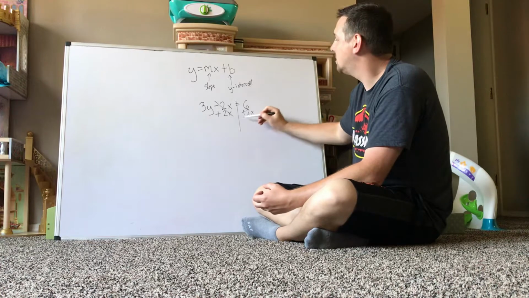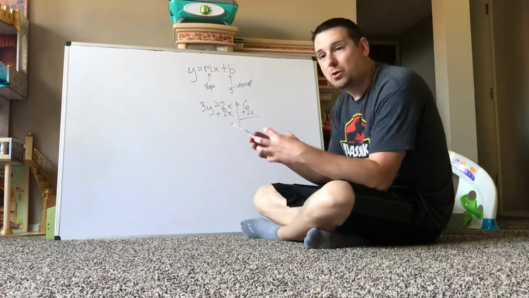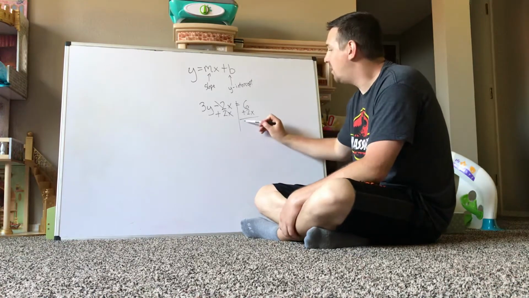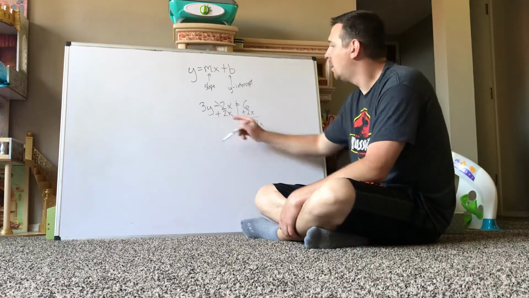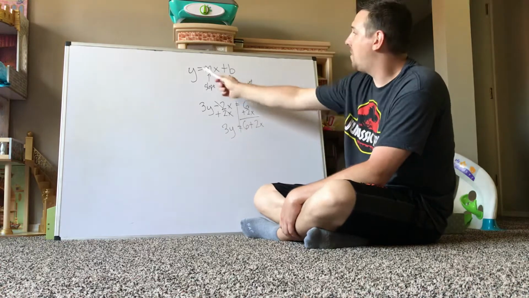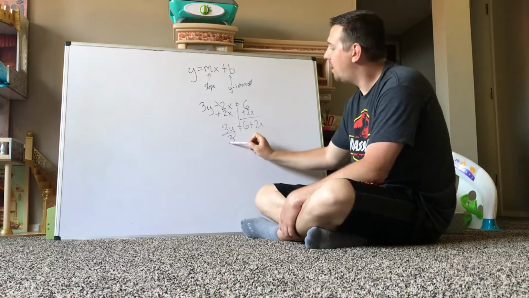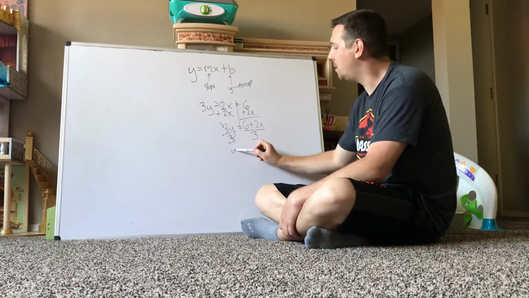Adding 2x. Now, 6 plus 2x, you can't put those together because they're not like terms. So we just leave it as 6 plus 2x, because you can't put them together. That still equals the 3y. We're close to making it look like this, but there's still a 3 in the way. So we're going to divide by 3. We're going to divide this entire side by 3.